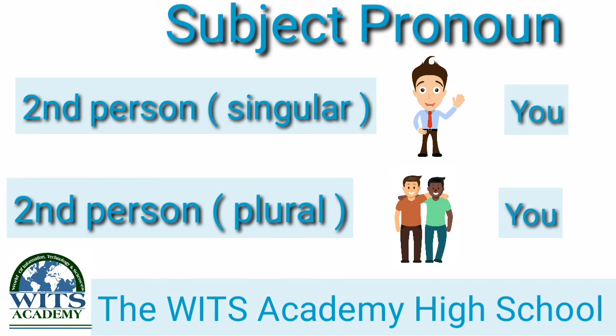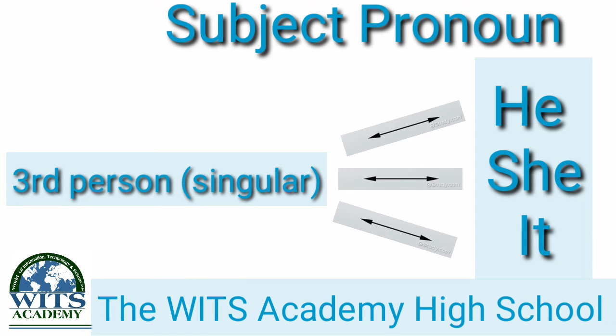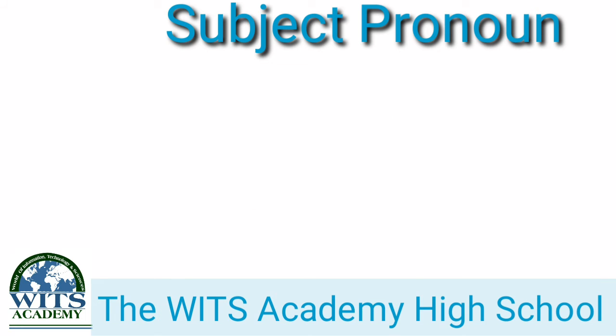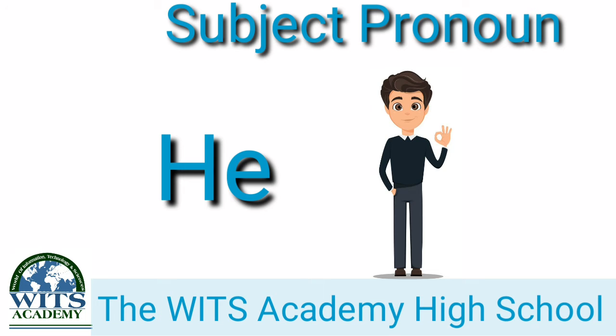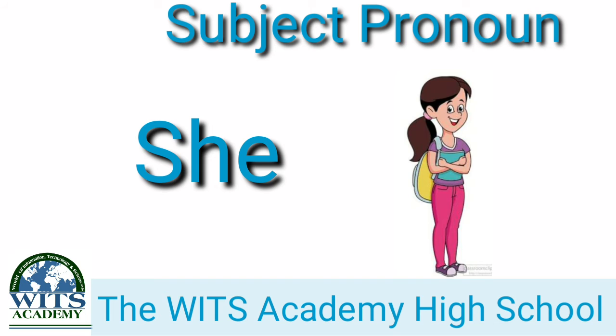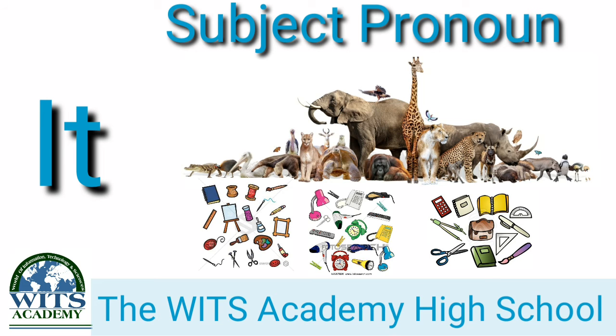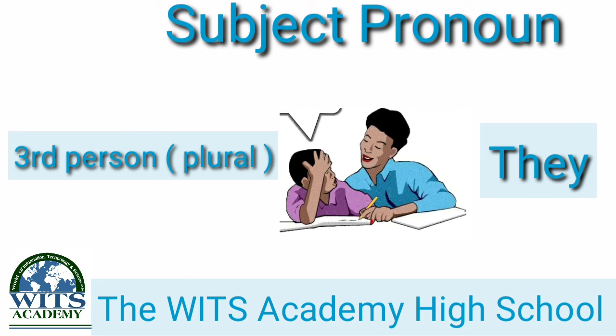you is second person, and it is singular and plural both. Because we use pronoun you for single person, and we can also use pronoun you for many persons. Okay? And he, she, it are third person singular, as he is used for boy, she is used for girl, and it is normally used for animals and non-living things. The last subject pronoun they is used for third person plural.